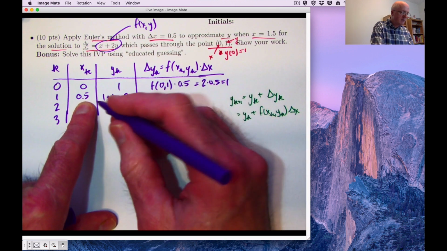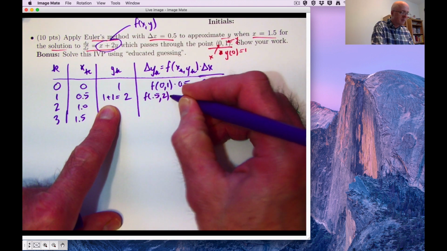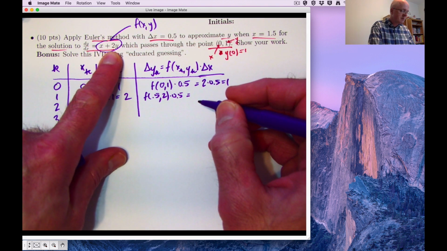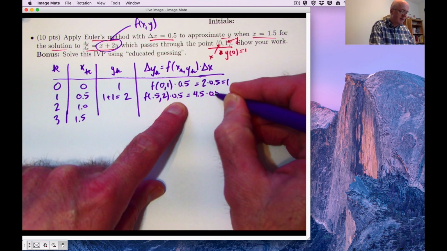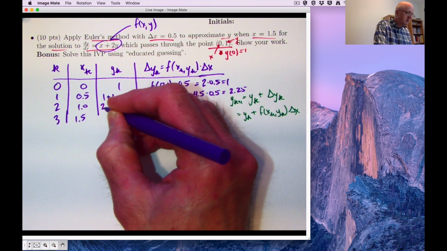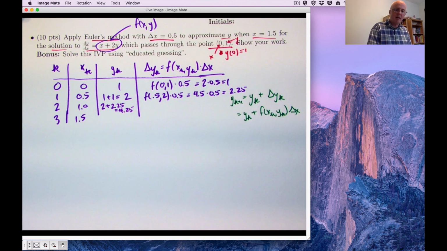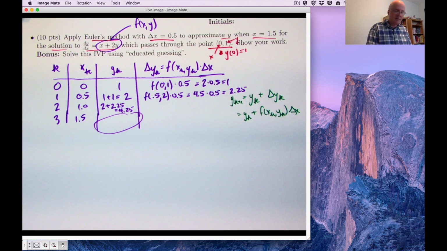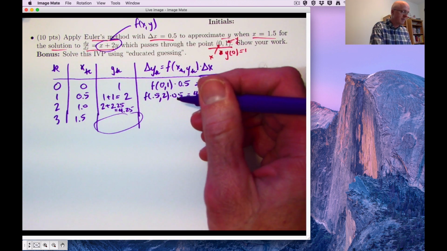Because now I need to plug in the point with coordinates 0.5 and 2 into the function before multiplying by 0.5. Plug in x is 0.5, y is 2. 2 times 2 is 4, plus 0.5 is 4.5. Don't forget to multiply by 0.5. This is 2.25. So the next value of y is 2 plus 2.25, which is 4.25. One more step and we'll be there. Our answer will be whatever goes there. That's the approximate y coordinate of the solution of the differential equation when x is 1.5.